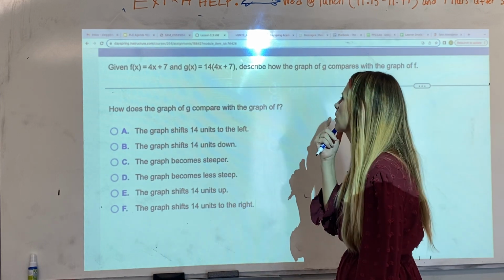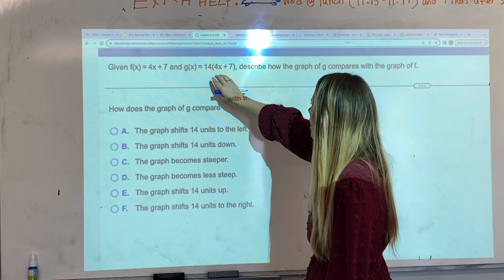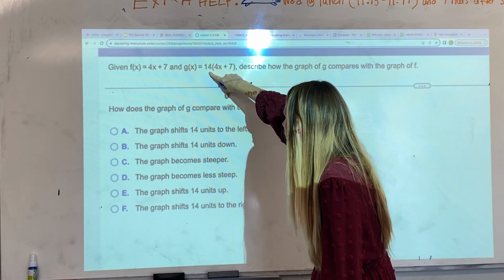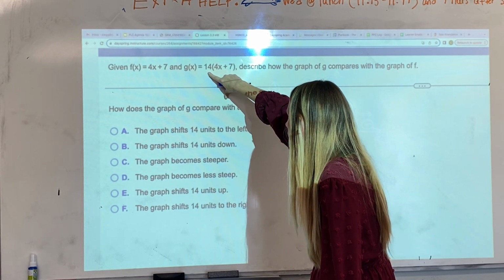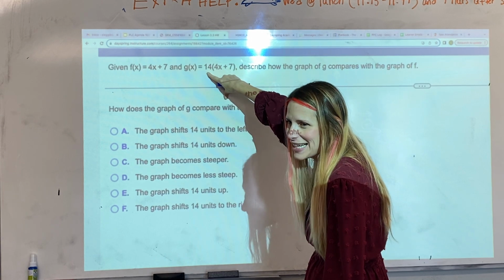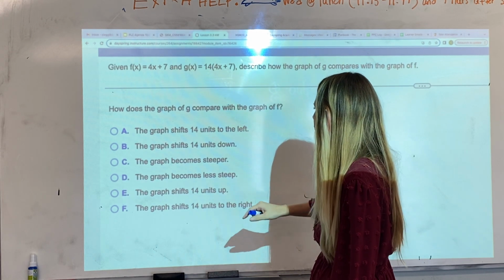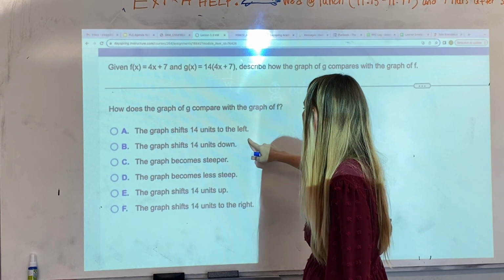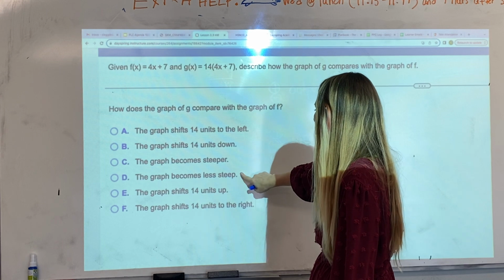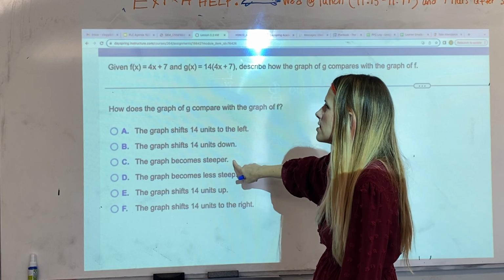I'm trying to think if this is one that I want to just get. How does the graph of G compare with the graph of F? See, the output is being multiplied by a number, so it's becoming steeper because it's going up. How do you know that? I didn't even teach that example yet. If you look at the answer choices, it kind of helps you. It wouldn't be going left. Because it's not shifting, it's not going left or down, so it's either becoming steeper or less steep. If it's multiplying, it's going up, so it'd be steeper. But if you're dividing, it would only go down.